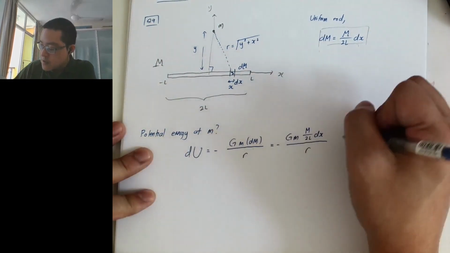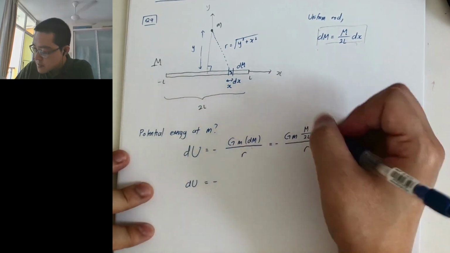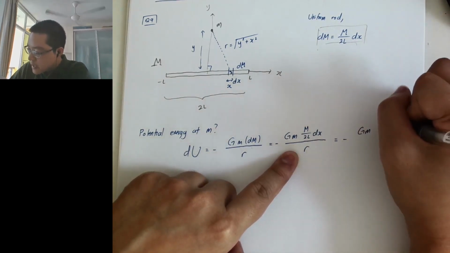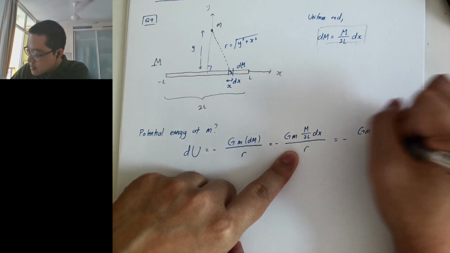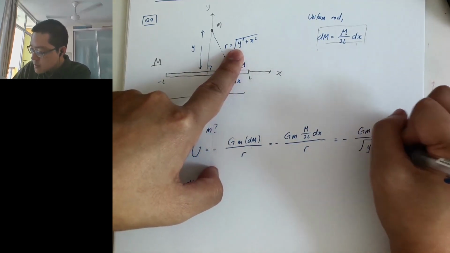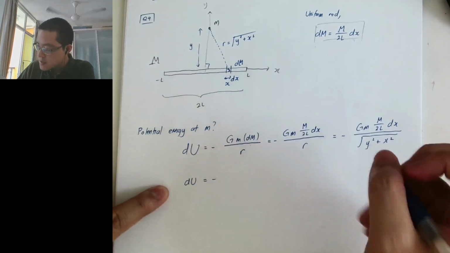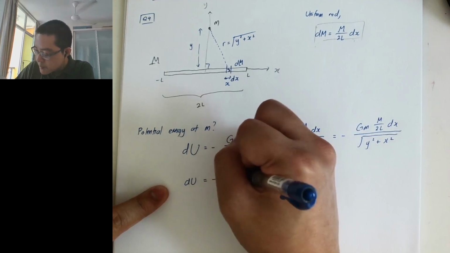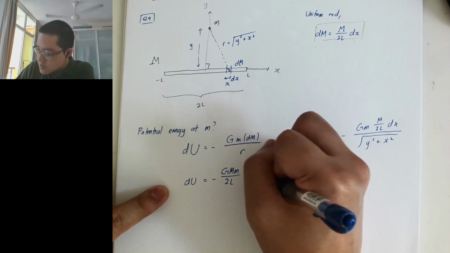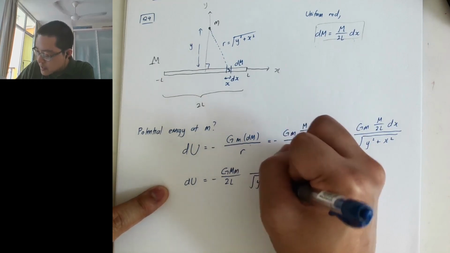So from here I conclude that my dU is equal to, let me write one line here first, G m M over 2L dx, and then my distance is the square root of y squared plus x squared. Now I want to simplify. The constants I put in front. So I got G M m over 2L, and then dx over the square root of y squared plus x squared.